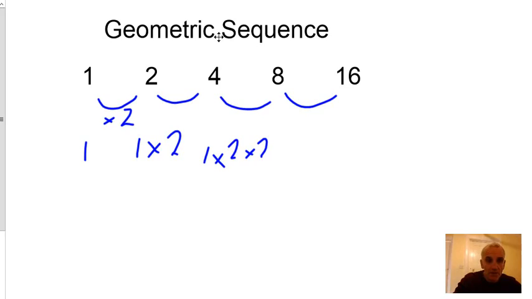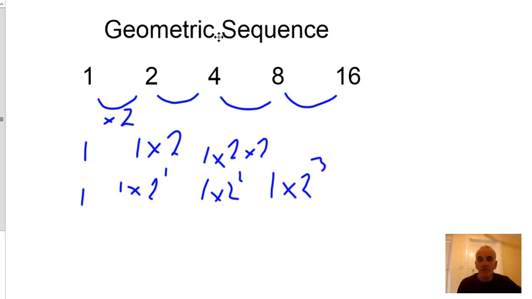So let's think about how this is going to help us. Maybe let's try and simplify that. The first one is still just 1. The next one is 1 multiplied by 2 to the power of 1. The next one is 1 multiplied by 2 to the power of 2, then 1 multiplied by 2 to the power of 3, and so on. So now it should be relatively easy to fit an nth term to this.